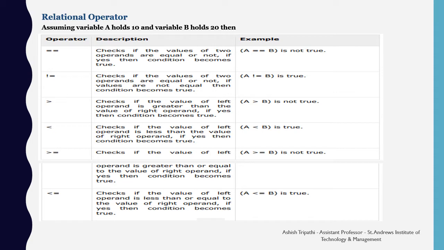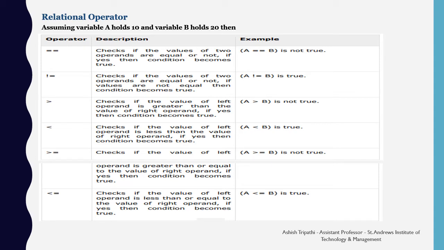Exclamation equal to. It checks if the values of the two operands are not equal. If the values are not equal, then the condition becomes true. For example, a not equal to b is true because a is not equal to b. Greater than sign. It checks if the value of the left operand is greater than the value of the right operand. If yes, then the condition becomes true. Here a greater than b is not true, so it will return false.